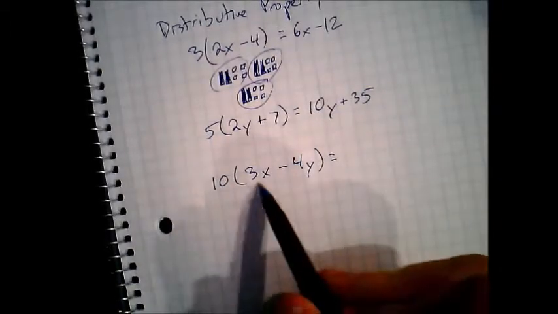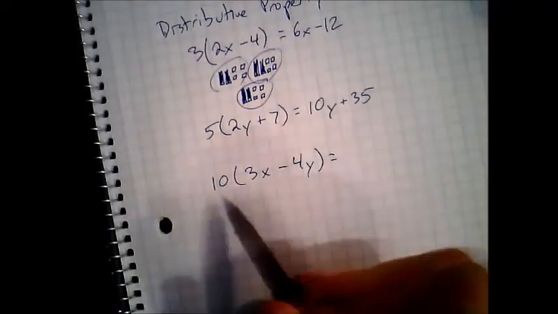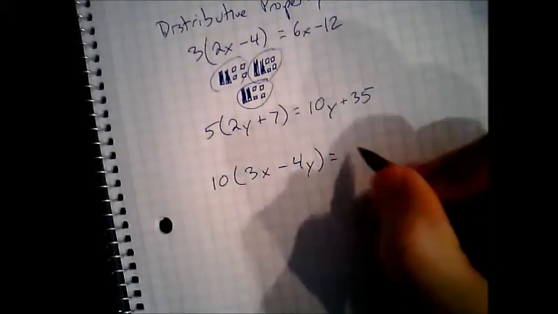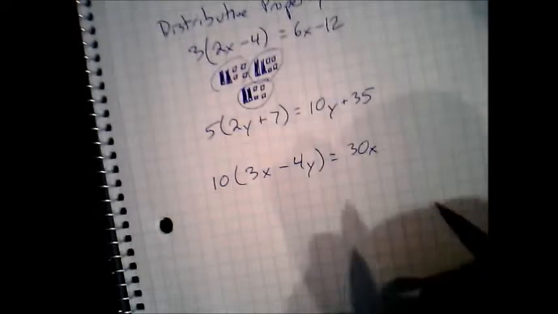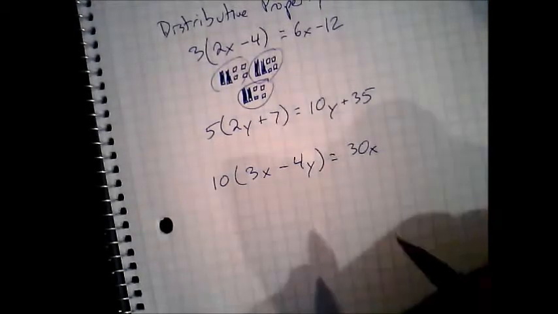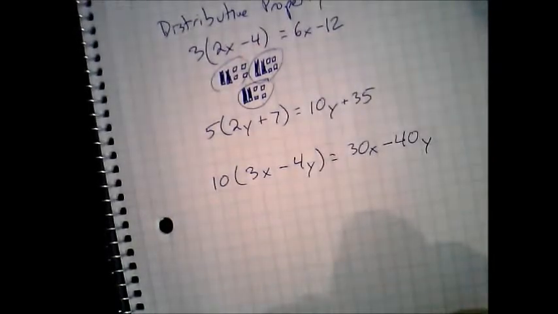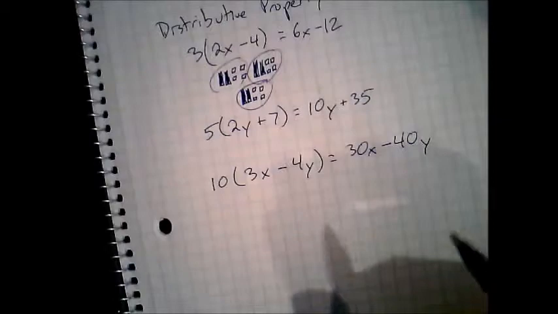Okay, so we have 3x minus 4y. That's our group, and we're building it 10 times. So we're going to do 10 times 3x. Well, that's 30x. And then 10 times our negative 4y is simply negative 40y. And that's our answer. So this is the distributive property.